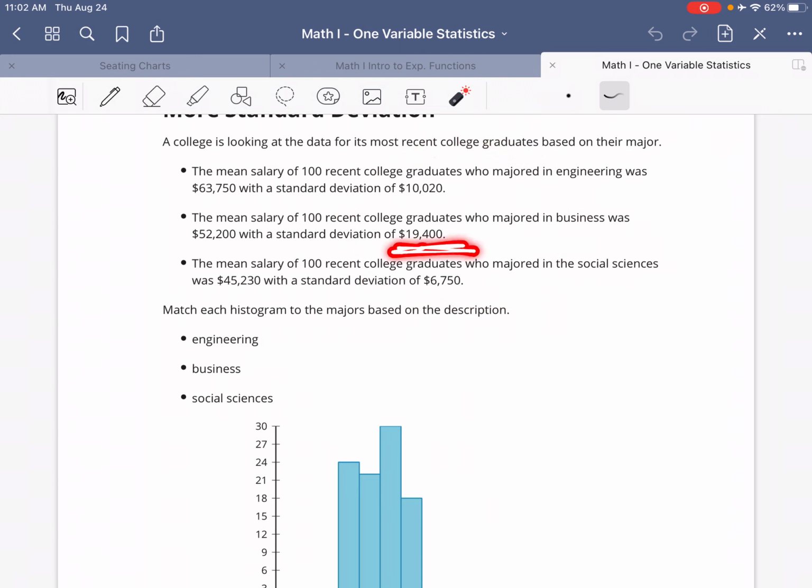This one has the most variability. The standard deviation of 19,400, that's a whole lot more than the other ones. That one should be a whole lot more spread out in general. So take a look at each of the distributions, consider the numbers and what they mean for the distributions, and make your choices. If you're still not sure how to do this, let me know.